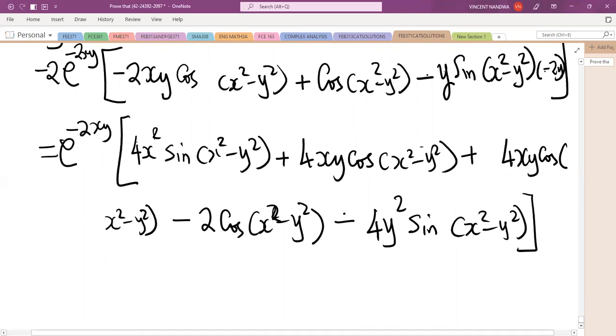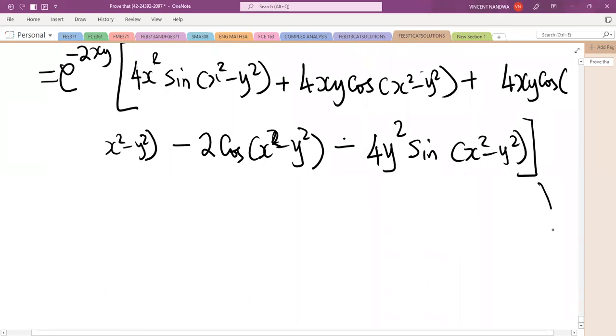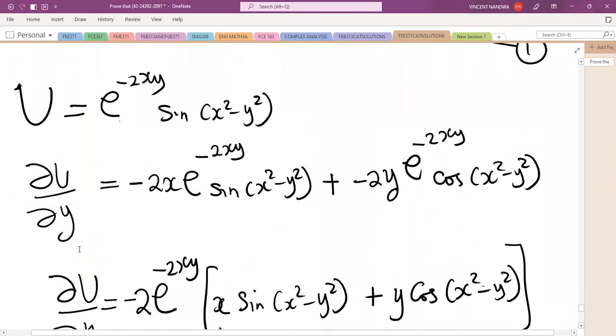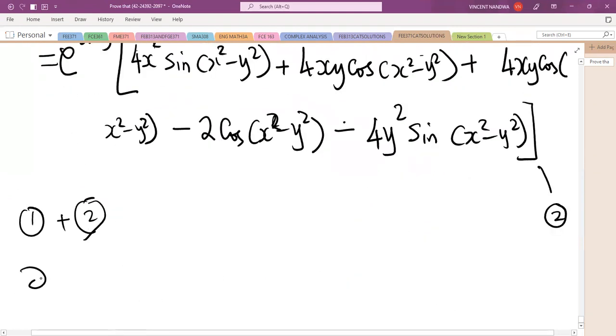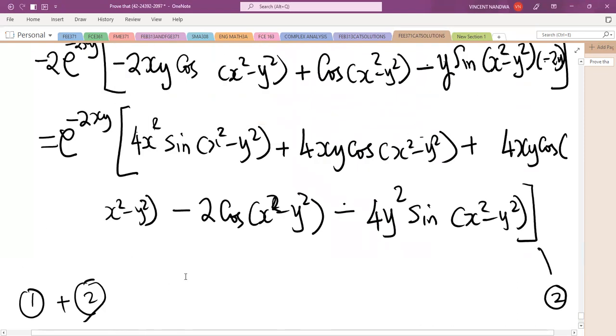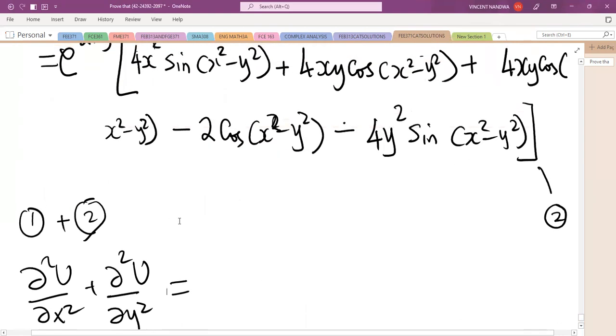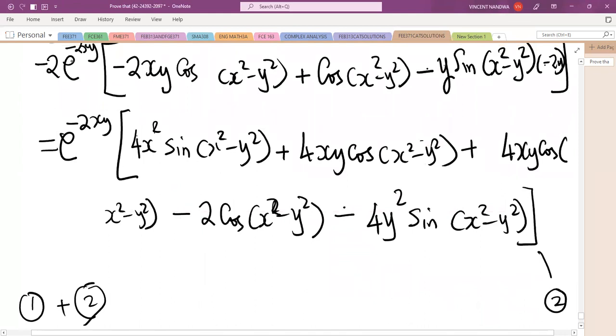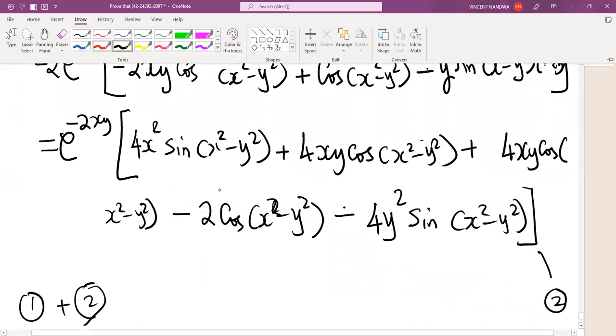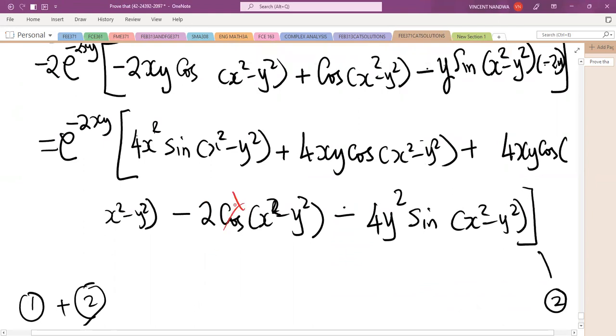So then now, call this one equation two. So 1 plus 2. So we'll have partial squared u partial x squared plus partial squared u partial y squared. Now let's see the terms in equation one. So we have 2 cos of x squared minus y squared is positive. And here in equation 2 it is negative. So these two terms will cancel out. So we'll not have a cos function in the sum.